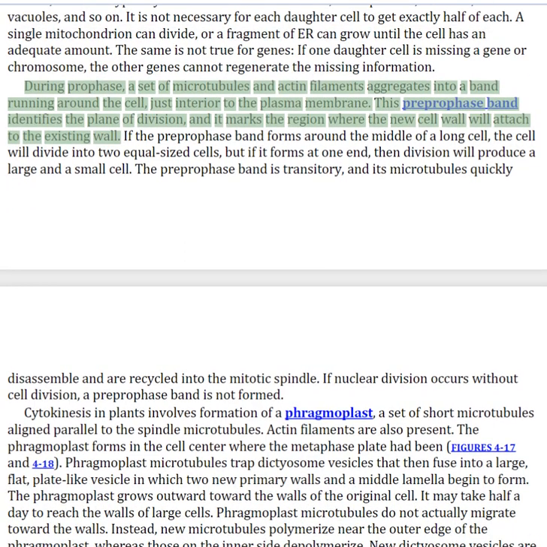During prophase, a set of microtubules and actin filaments aggregates into a band running around the cell, just interior to the plasma membrane. This pre-prophase band identifies the plane of division, and it marks the region where the new cell wall will attach to the existing wall.